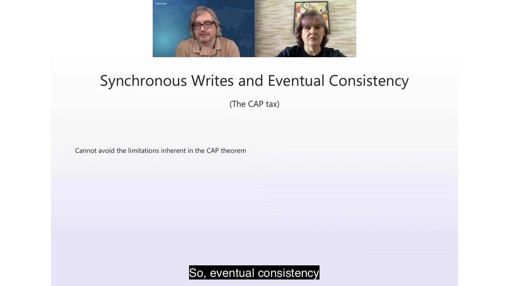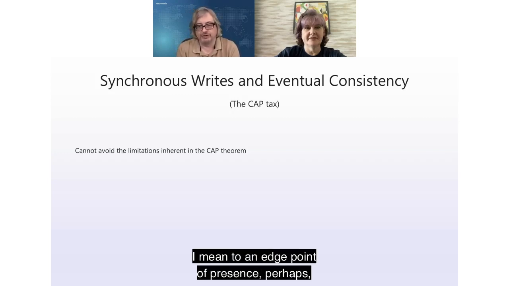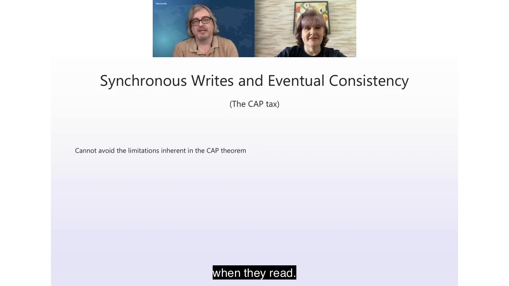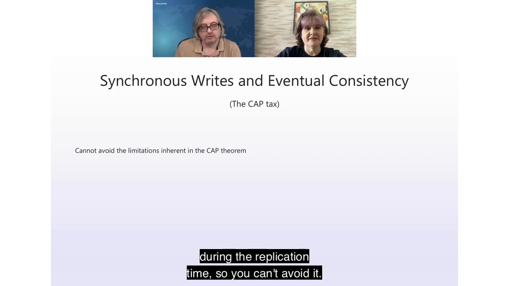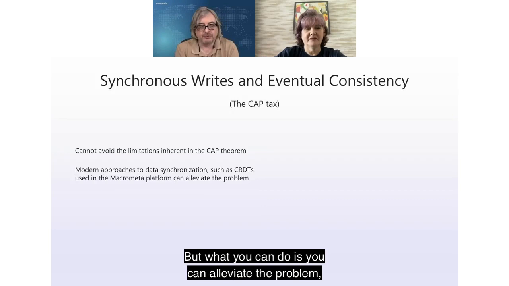So eventual consistency is where you write once locally, and when I say locally, I mean to an edge point of presence perhaps, and then that data will replicate eventually to the rest of the data storage, and it will be consistent so that all readers will get the same version of the data when they read. But you can have some inconsistent reads during the replication time, so you can't avoid it. But what you can do is alleviate the problem, you can mitigate it.